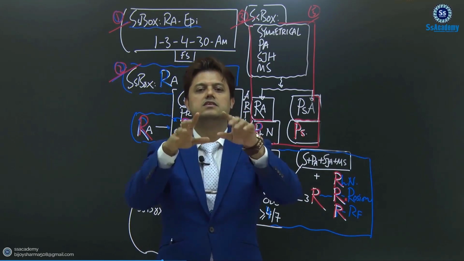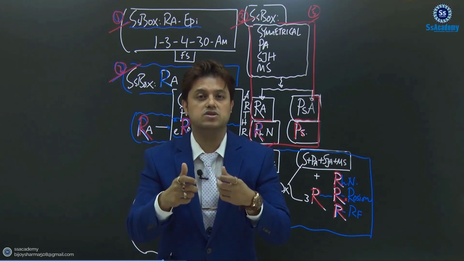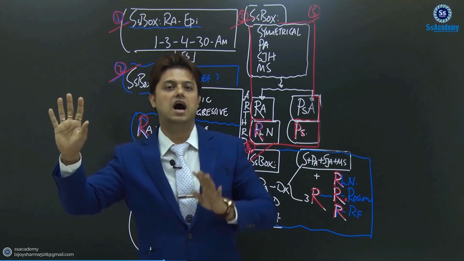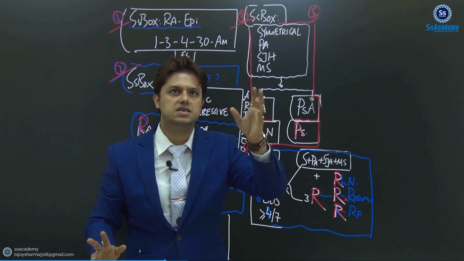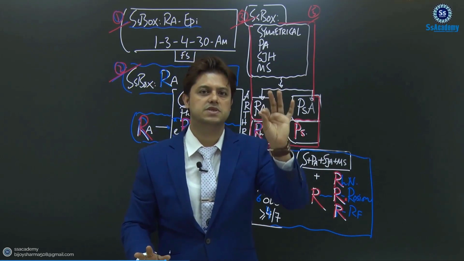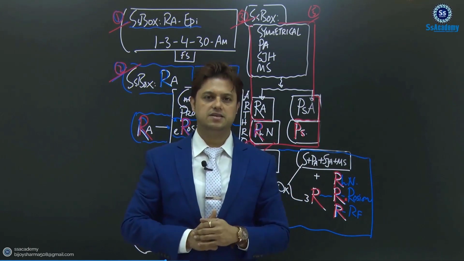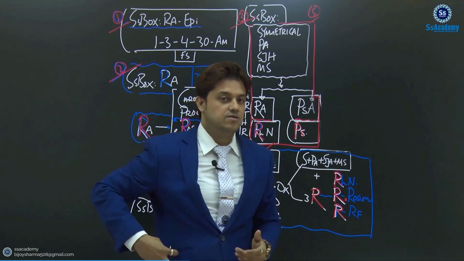So what I said, symmetrical polyarthritis, small joints of the hands, morning stiffness, diagnosed RA and PSA. RA, R for rheumatoid nodules, and PSA for psoriatic arthritis. PS means the psoriatic skin patches. So we can write a box here.